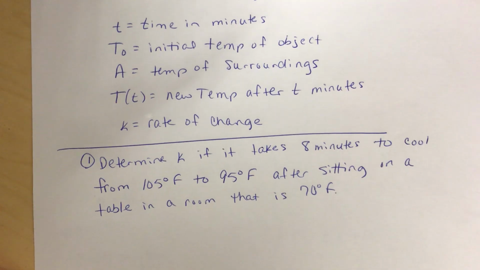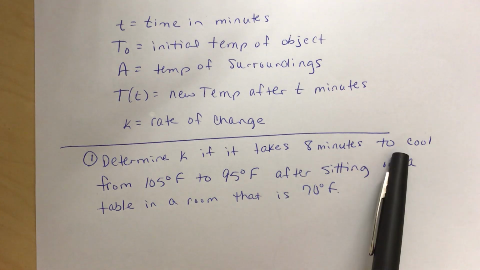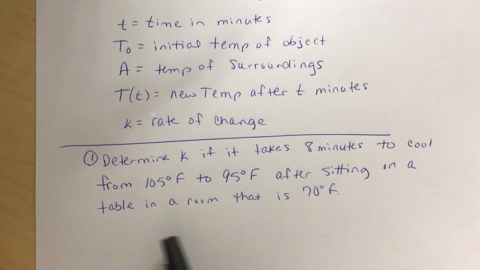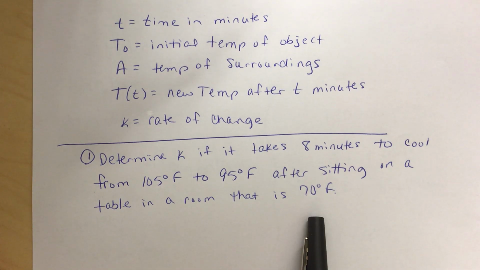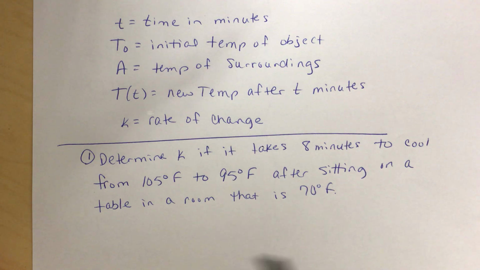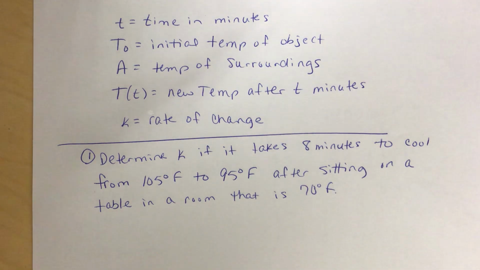So let's say that we know it takes 8 minutes to cool from 105 degrees to 95 degrees after sitting on a table in a room that's 70 degrees Fahrenheit. So this might be like a cup of coffee, okay? So it's 105 degrees, takes 8 minutes to cool down to 95. Determine the k, so we're going to find the k value.